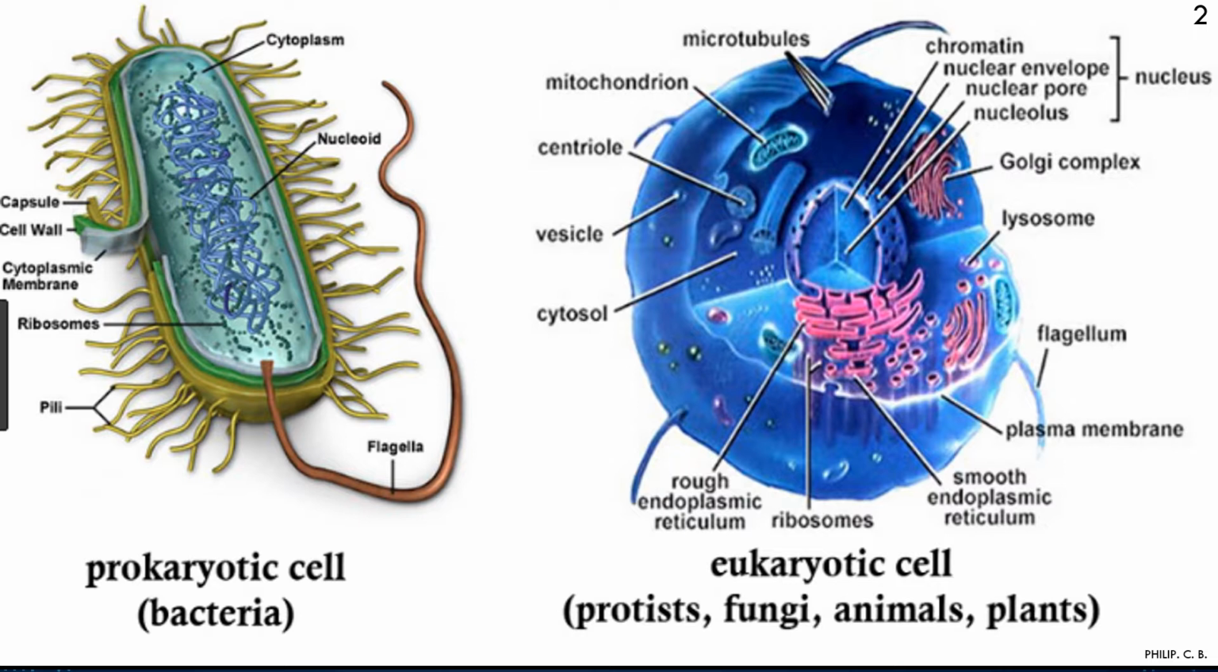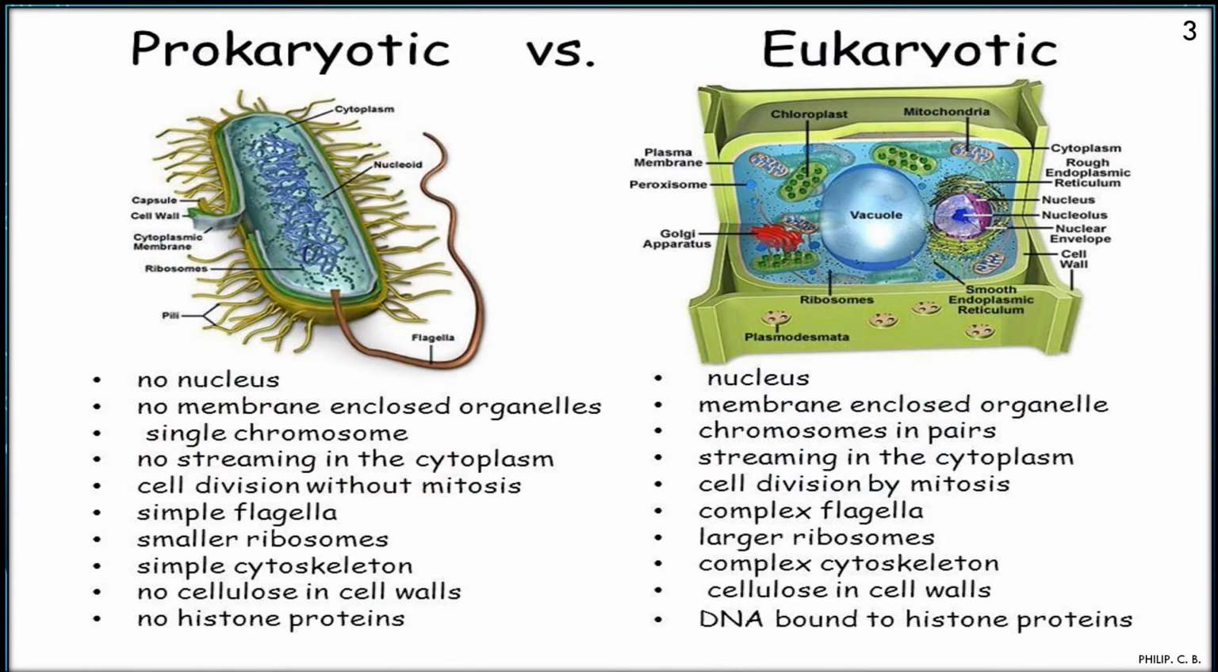Whereas on the right side is the eukaryotic cell, which is present in all the higher organisms, protists, fungi, animals and plants, and you can see various parts in it: cytosol, vesicle, centriole, mitochondria, microtubules, nucleus with chromatin, nuclear envelope, nuclear pore, nucleolus, also Golgi complex, lysosome, flagellum, plasma membrane, smooth endoplasmic reticulum, ribosomes, rough endoplasmic reticulum, which we are going to learn in detail in today's part. Then, just the comparison between the prokaryotic cell and the eukaryotic cell.